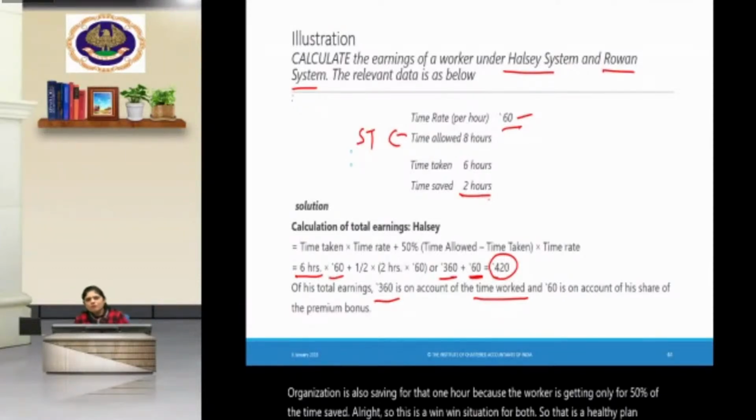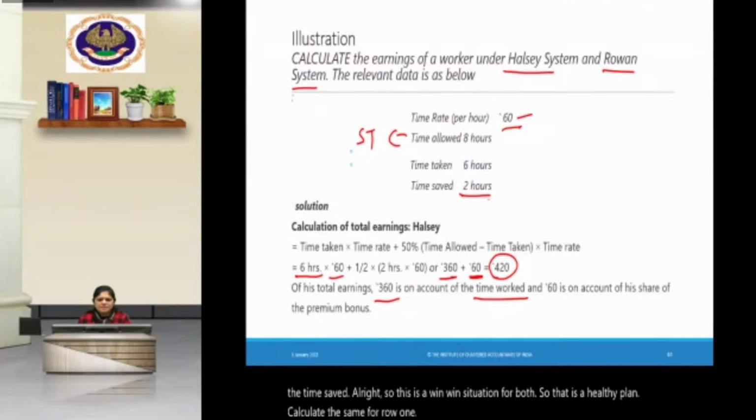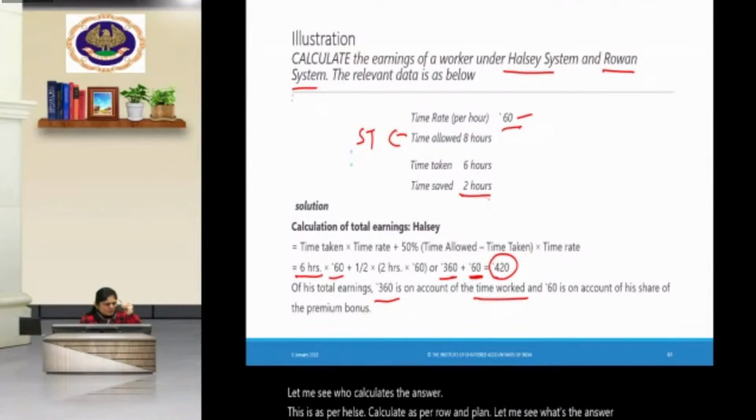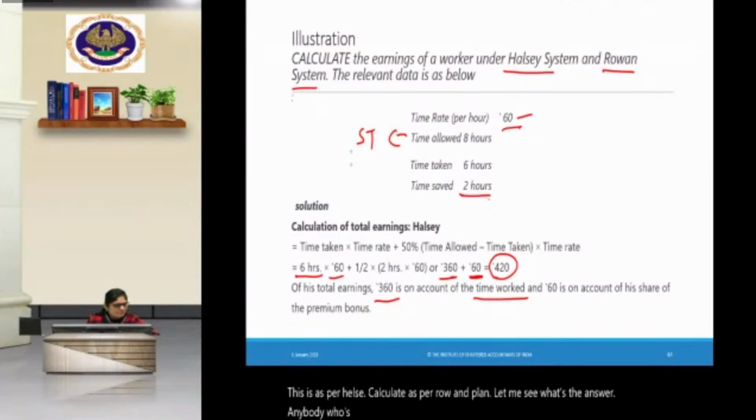Calculate the same for Rowan. Rowan plan. Let me see who calculates the answer. This is as per Halsey. Calculate as per Rowan plan. Let me see what's the answer. Anybody who's calculating? Okay. So Danesh has calculated 450 as per Rowan.